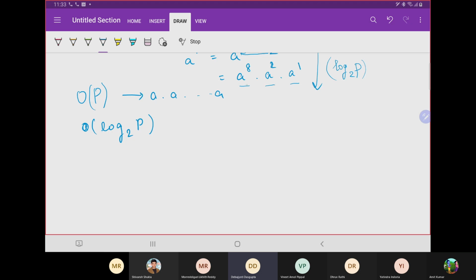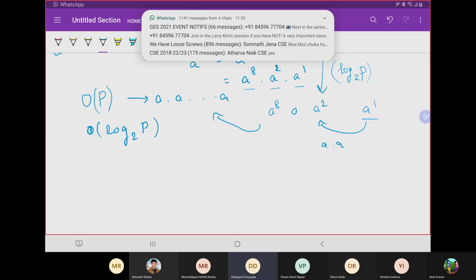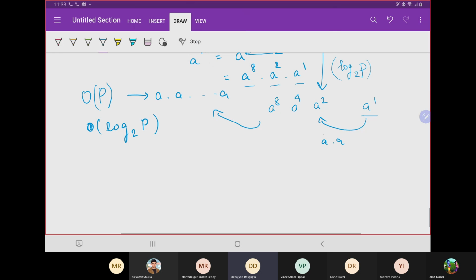How can we do this? If we start computing e power 8 first, then e power 2, and then e power 1, it will again reduce down to O of p. Instead, what we will do is compute e power 2 from e power 1 by doing a into a. Similarly, we will compute e power 4 from e power 2 by doing e power 2 into e power 2, since e power 2 was just computed. Similarly, we will do e power 8 as e power 4 into e power 4, since it was recently computed.